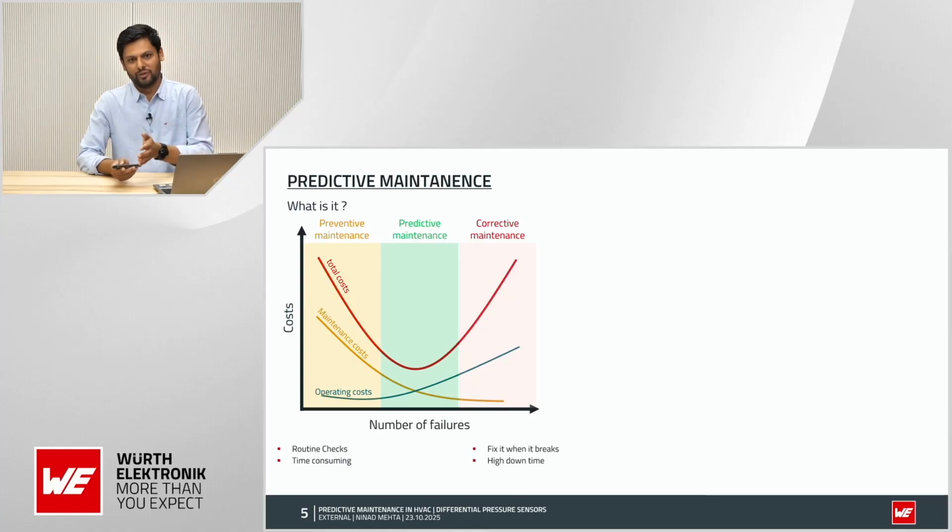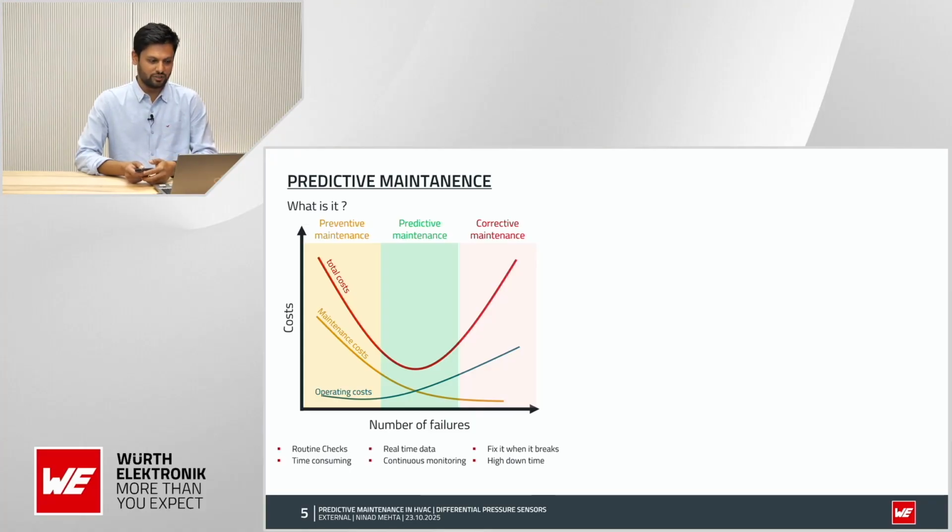Then there is corrective maintenance. Corrective maintenance is basically fix it when it's broken. When it stops working, you call the engineer or the operator to look for the issue and then fix it. So this is downtime. This increases your system downtime, and for big commercial buildings, you don't want a lot of downtime for such systems.